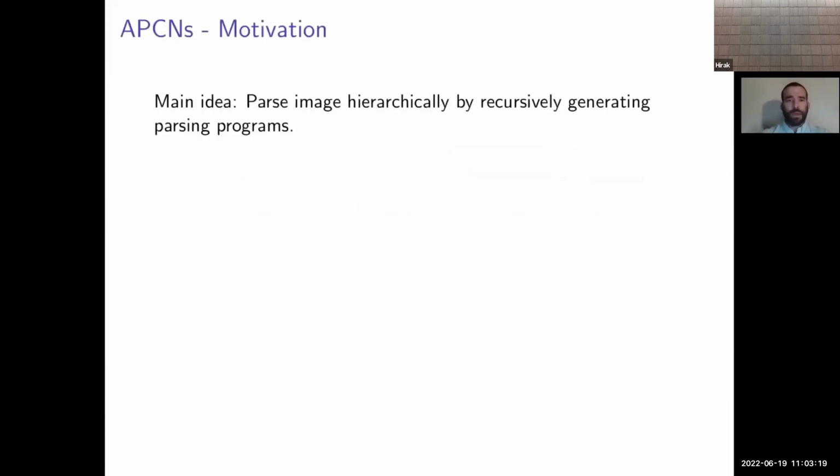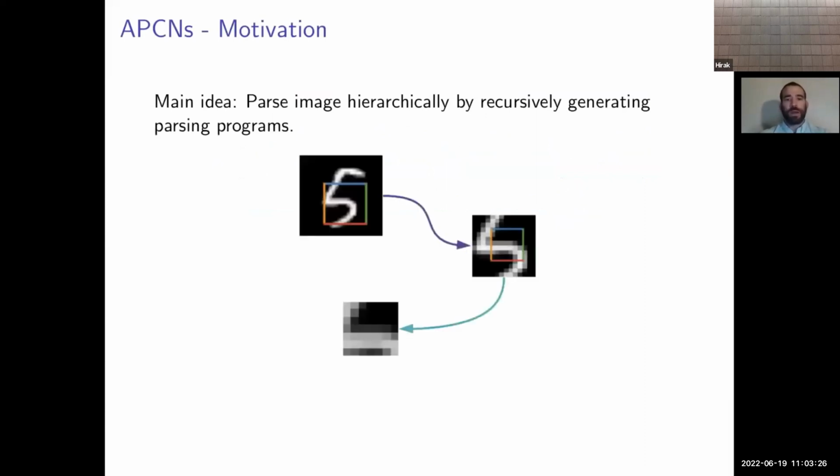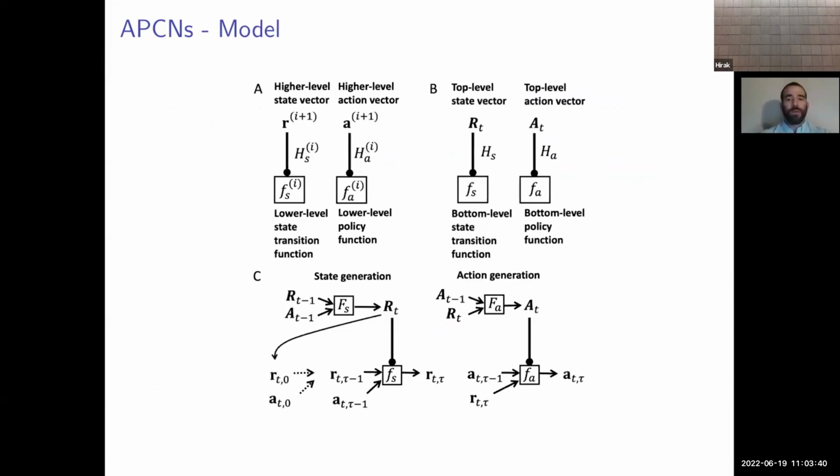An APCN is a visual attention model that parses images in a hierarchical manner. In each macro step, an APCN focuses on a large sub-area of the image. It then parses that area by recursively generating parsing programs. Each such program interacts with the image via a series of glimpses and returns the knowledge that it has acquired to its parent program. APCNs are split into 2 subsystems.